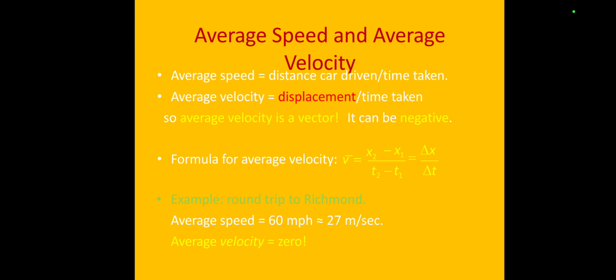For example, a round trip to Richmond, average speed 60 miles per hour is nearly equal to 27 meters per second. So average velocity is equal to 0 because there is no net displacement. So that's why average velocity is 0.